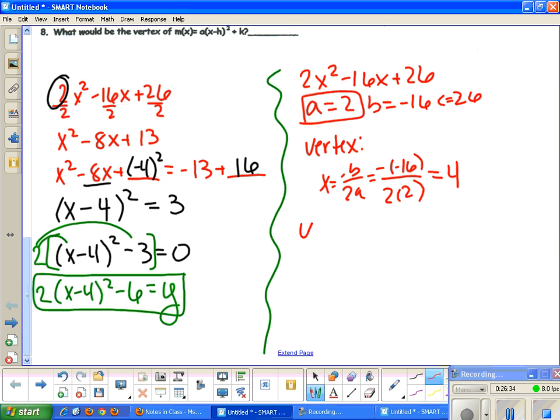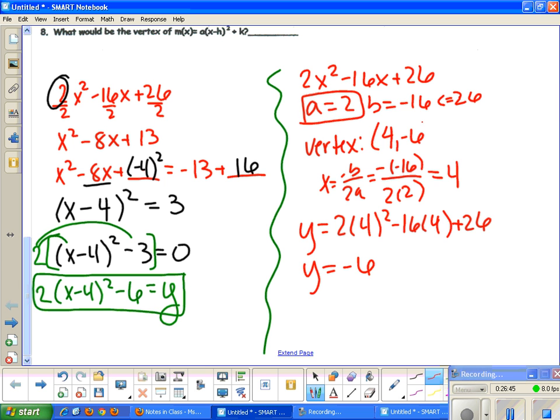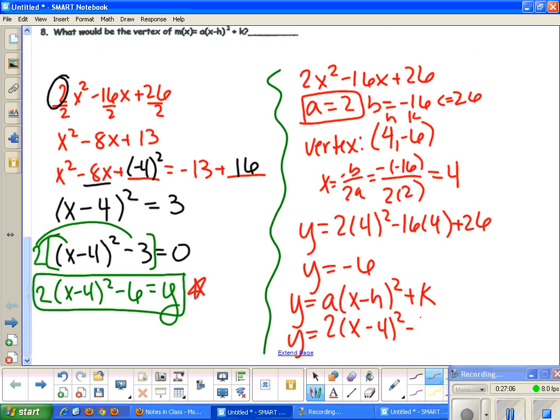And then if I plug that into my equation to solve for y, I get a y value equal to negative 6. So my vertex is 4, negative 6, which, if you look at what we did over here, notice that that's my vertex, which makes sense. So then what I would have to do is use my a value and plug it into my form. So y equals a times x minus h squared plus k. So this is my h and my k, and we have our a value. So y is equal to 2 times x minus 4 squared minus 6. And again, that's the second way that you can solve this equation.